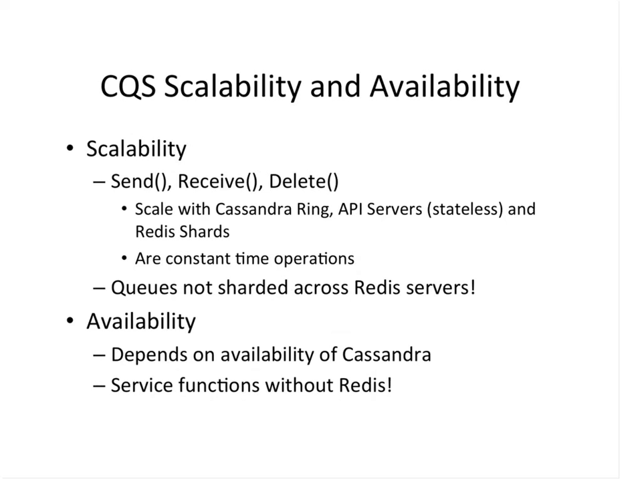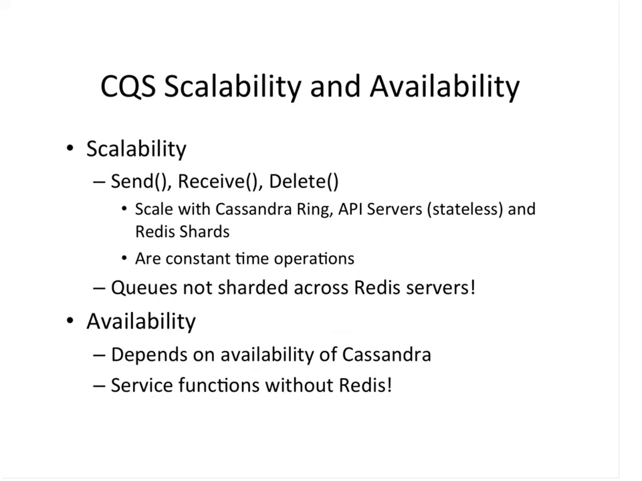Quick words on scalability and availability. The key operations on the queue, send, receive, and delete, all scale with the Cassandra ring, the API web service endpoints, which are stateless, and of course Redis shards. One thing I didn't mention, by the way, is we are using sharded Redis, and the sharding key is the QID. All operations are constant time operations, so they scale well.